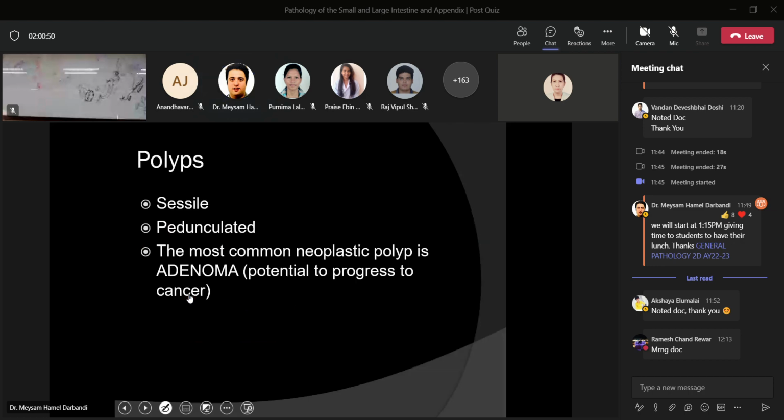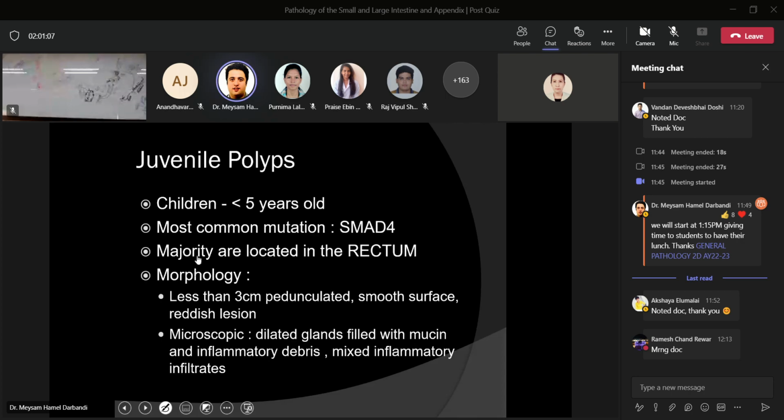It's about perforation. Now polyps. The most common neoplastic polyp is adenoma, which has the potential to progress to cancer. That has many explanations that you'll be ready for. We will explain about polyps, how this adenoma will become cancer, metastasize, or become adenocarcinoma, because adenoma is a localized tumor.